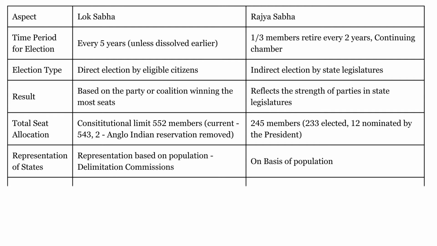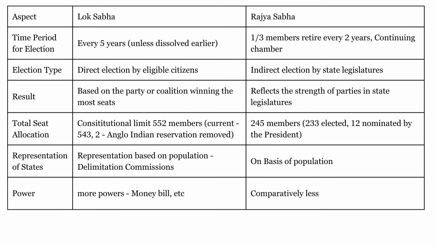Representation in the Lok Sabha is based on population, with more seats for populous states as per delimitation commissions, while the Rajya Sabha also considers population but ensures a more equitable state representation. And finally, the Lok Sabha enjoys more powers like passing money bills, whereas the Rajya Sabha has comparatively lesser powers.